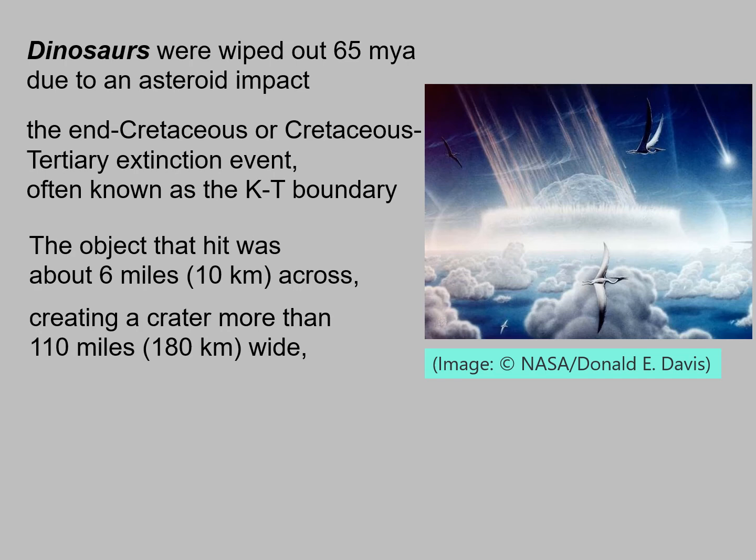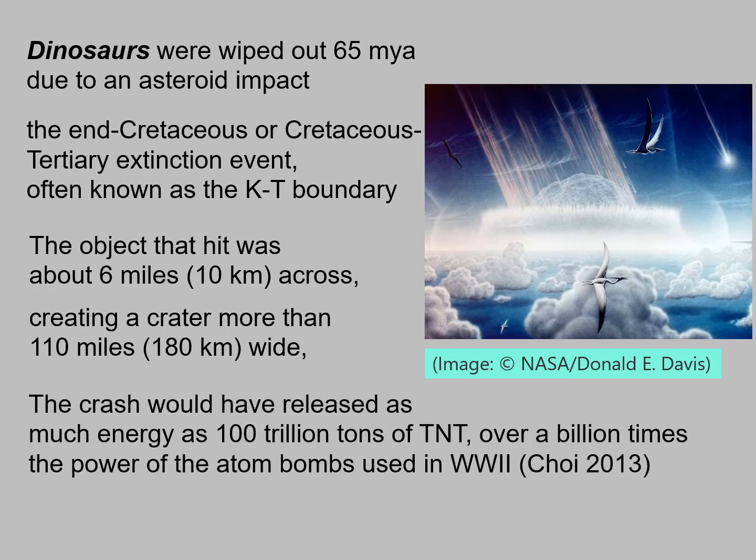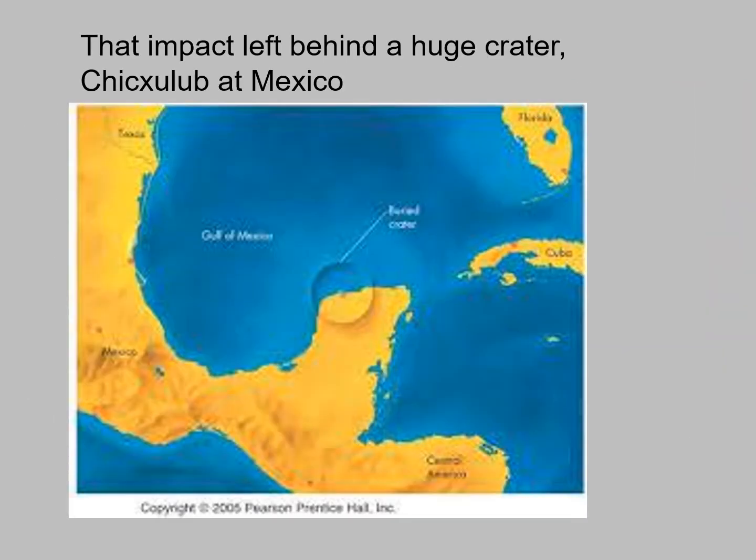The object that hit was about 6 miles across and created a crater more than 110 miles wide. The crash would have released as much energy as 100 trillion tons of TNT, which is over 1 billion times the power of the atom bombs used in World War II. That impact left behind a huge crater called Chicxulub in Mexico.